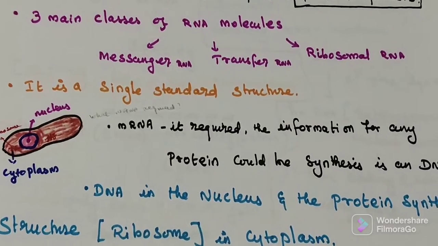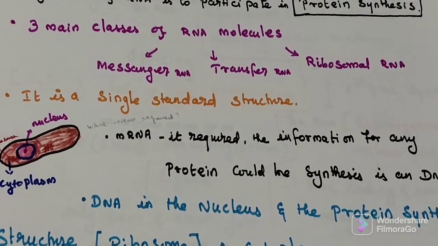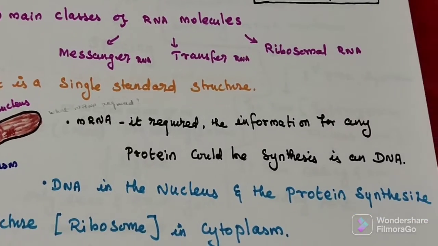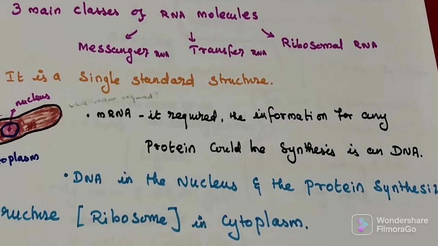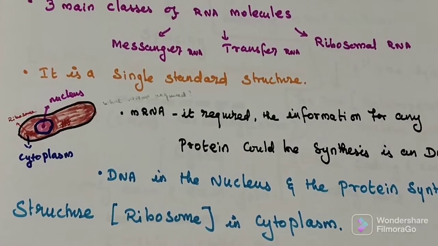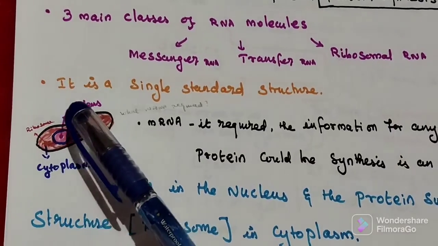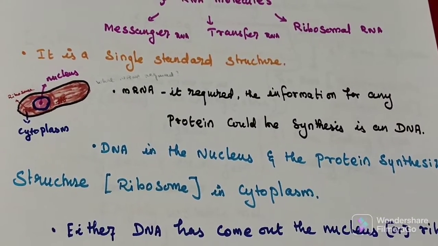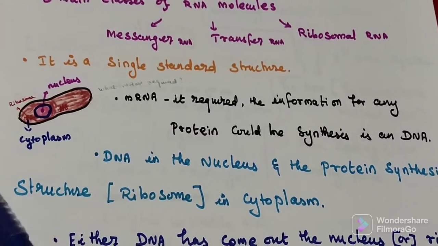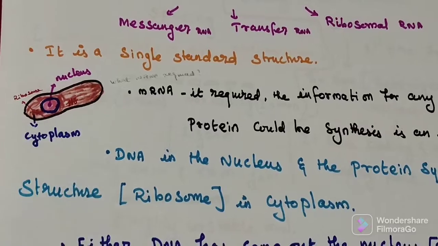The first one is mRNA. It records the information for any protein to be synthesized from DNA. DNA is present in the nucleus. The protein synthesis structure, the ribosome, is in the cytoplasm. Where will protein synthesis occur? In the ribosome here in the cytoplasm.